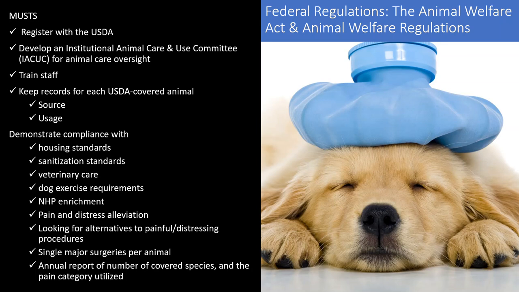Research facilities must submit an annual report to the USDA that includes the following. Location of all facilities. This includes any location where animals are housed, transported, or held. Number of animals used. The report must specify the number of animals used by species in the previous year, sorted by pain category C, D, and E.